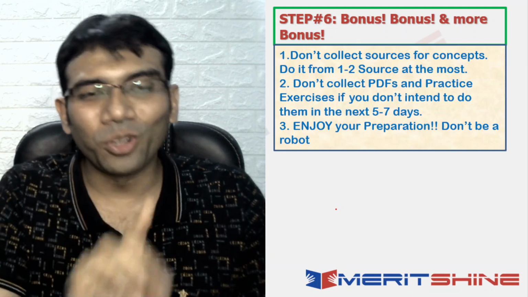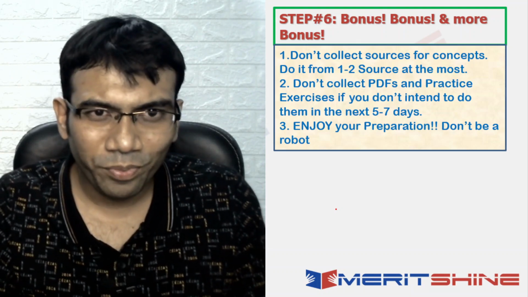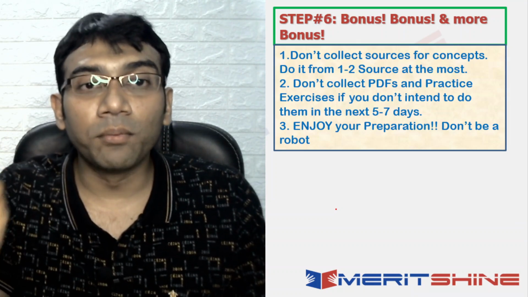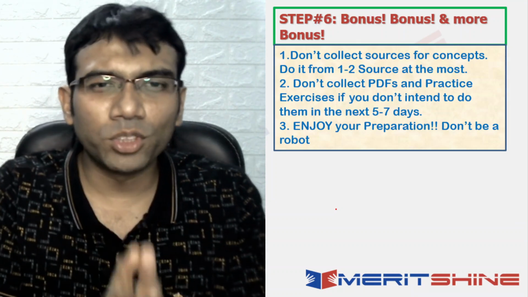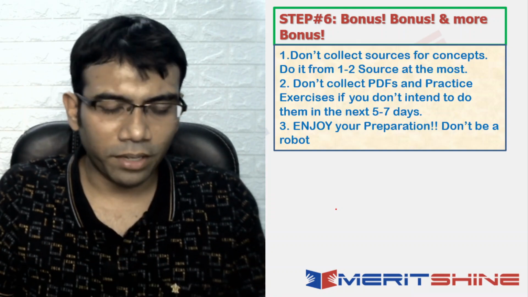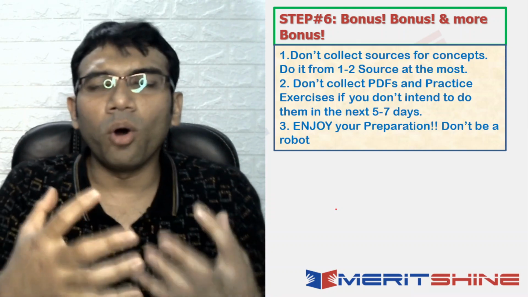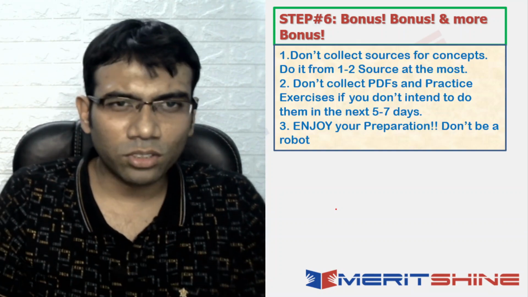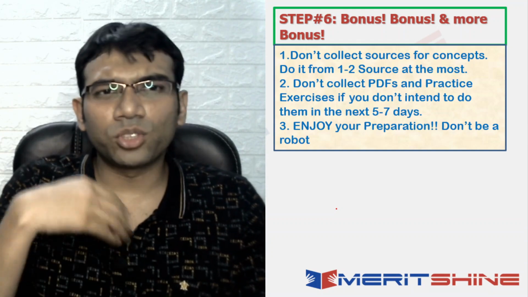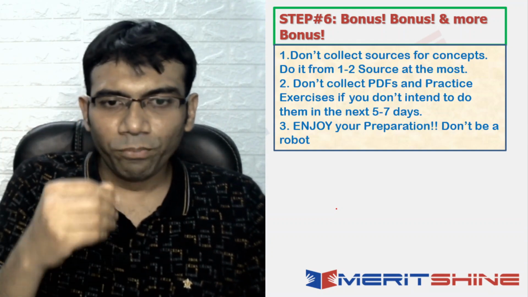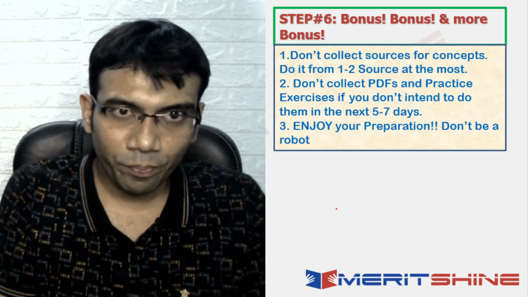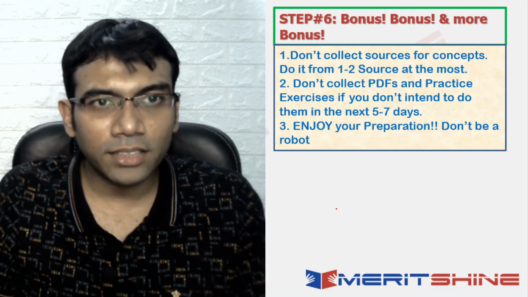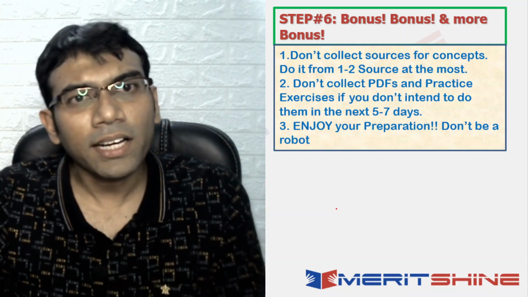Don't collect sources for concepts. Do it from 1 to 2 sources at the most. This is something that happens with a lot of people. You know, we have so much on YouTube today. Some part is useful, some part is not, right? So many channels, so many people. So we have this fear of missing out, FOMO, that am I missing something? Am I missing this? Am I missing that? Koi special type to nahi kara dega.